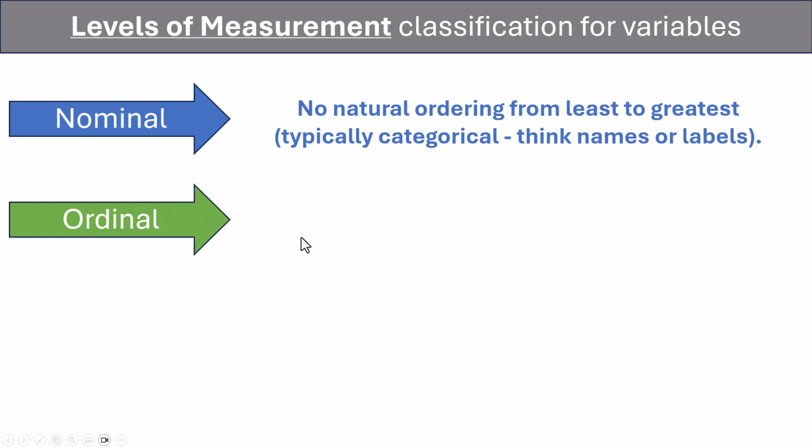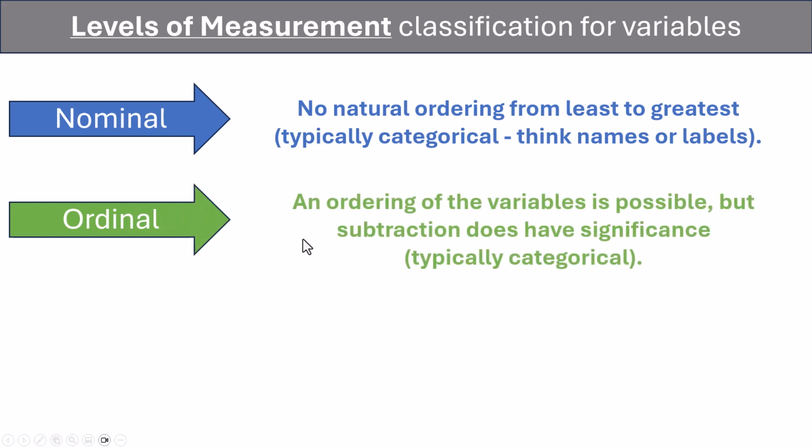On the other hand, an ordinal level of measurement is typically going to still be categorical, but now some sort of ordering of the variables is going to be possible. But subtraction is not really going to have significance, or it might not really make any sense at all to subtract the variables. So sometimes you might see, like on a survey, agree, disagree, or neutral, those types of labels, right?